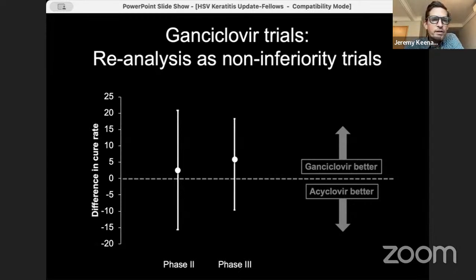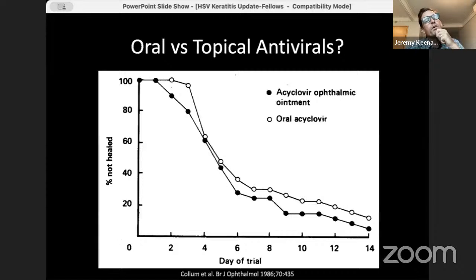So these are topical agents for epithelial disease. What about oral agents? There haven't been that many head-to-head trials looking at oral acyclovir versus topical acyclovir. There is one trial that was done in the UK back in the 1980s. Here you can see that the two lines, the white circles are oral acyclovir and the black circles are ointment, and they track pretty closely. There wasn't that much of a difference in healing between the oral and the topical.